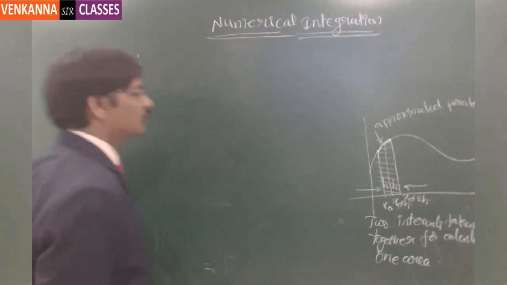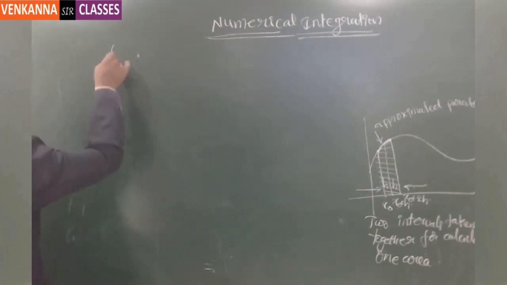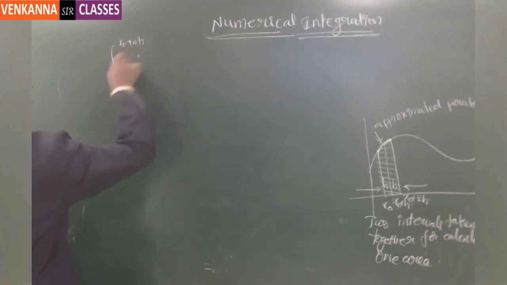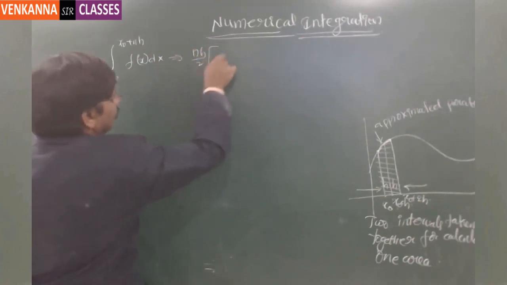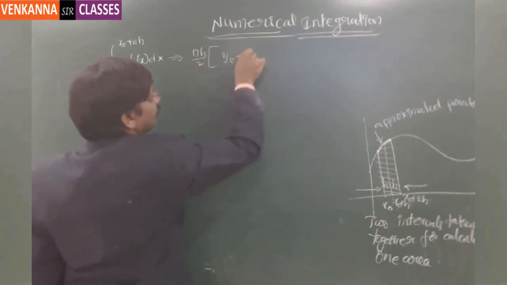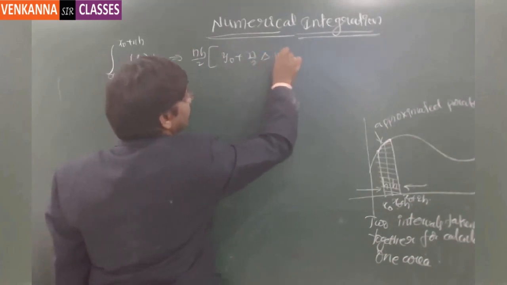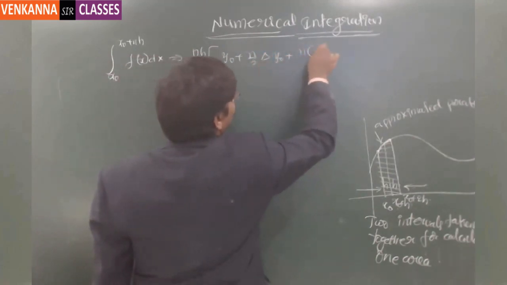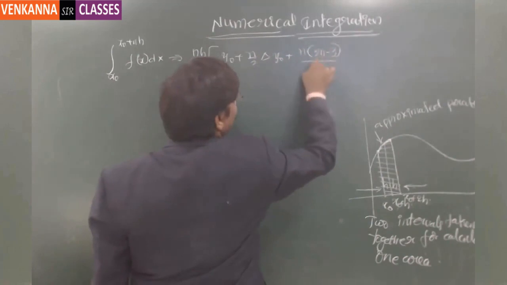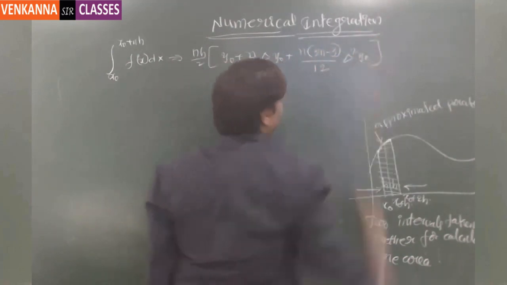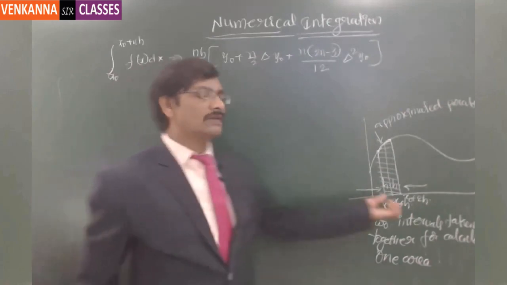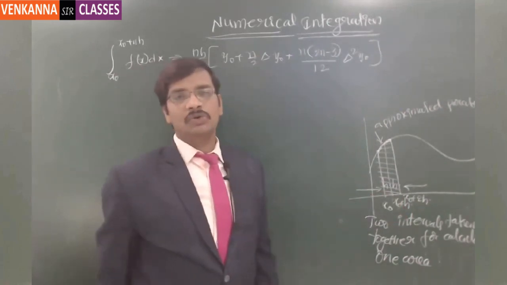Now from Newton's Cotes formula, we have the integral from x0 to x0 plus nh of f of x dx, which is nh by 2 times y0 plus n by 2 times delta y0 plus n into 2n minus 3 by 12 into delta square y0. Now I will stop here. Why? Because we are taking 2 intervals together. Here n is equal to 2.